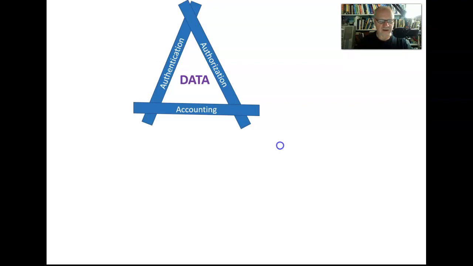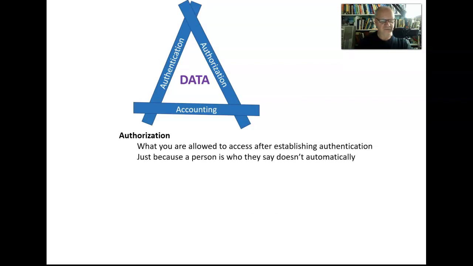The next is authorization. Authorization occurs after authentication. It's what you are allowed to access after establishing authentication. So always remember that authorization follows authentication. Authentication must occur first. Just because a person is who they say doesn't automatically give them the right to just access anything.